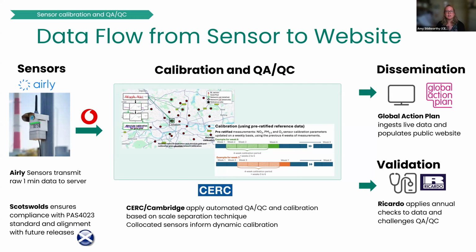The sensors are installed using Vodafone connectivity. Each installed sensor transmits 1 minute measurements of NO2, PM2.5 and ozone to the Airly server. Those raw 1 minute measurements are captured automatically by CERC, calibrated using an innovative scale separation technique developed by Cambridge University, averaged to hourly concentration values, and made available via the public API.